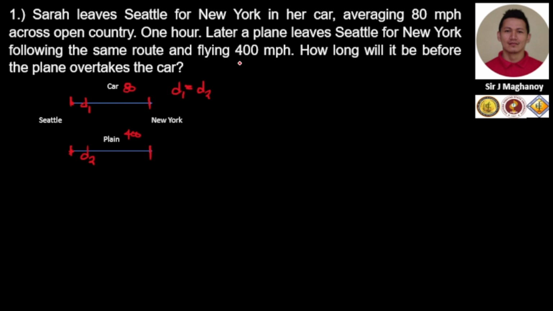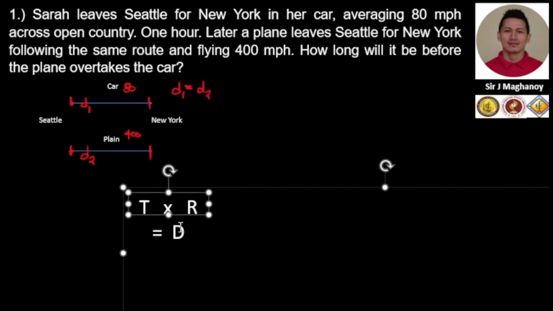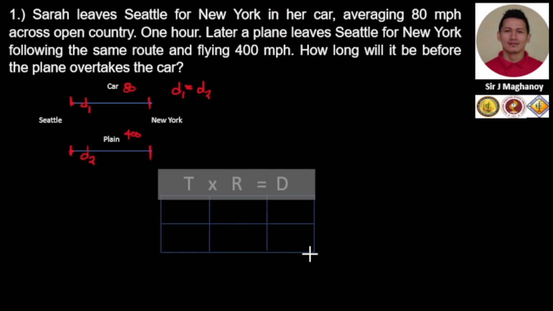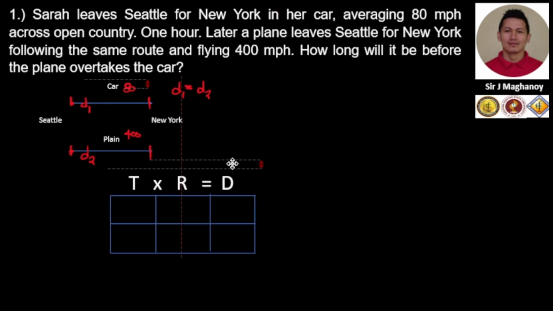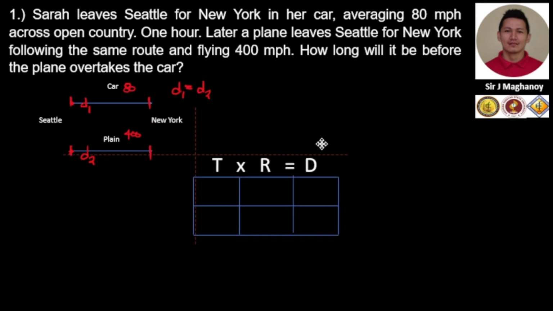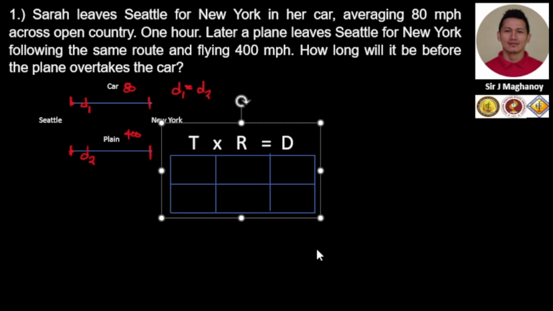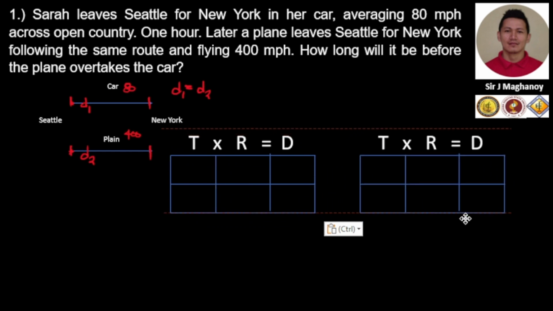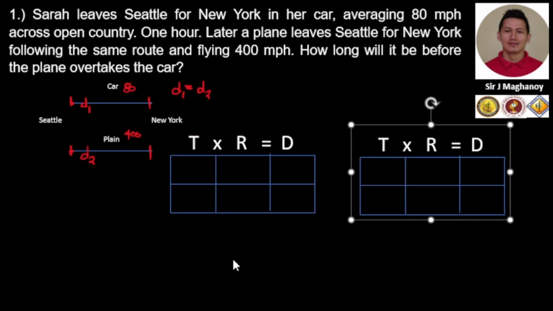Okay, so the final question is how long will it be before the plane overtakes the car? In order for us to formulate the equation easily, let's bring out our TRD box, the time rate distance box. But we'll make it 2 because we need to view a different approach. Let's make these 2 different approaches, but they should have the same solution.